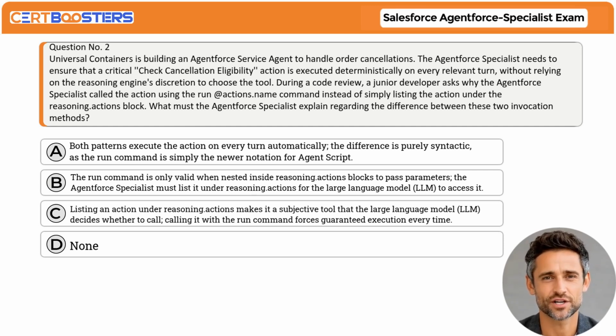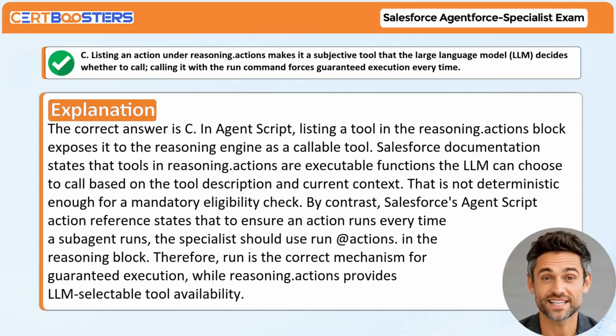C. Listing an action under reasoning actions makes it a subjective tool that the large language model, LLM, decides whether to call. Calling it with the run command forces guaranteed execution every time. D. None. Correct answer. C. Listing an action under reasoning actions makes it a subjective tool that the LLM decides whether to call. Calling it with the run command forces guaranteed execution every time.